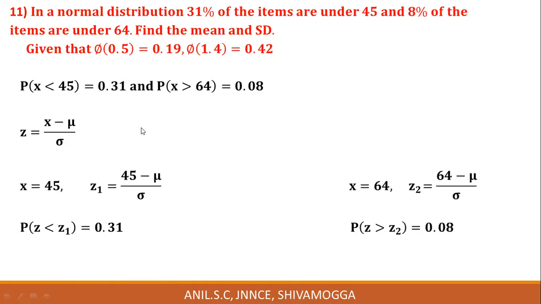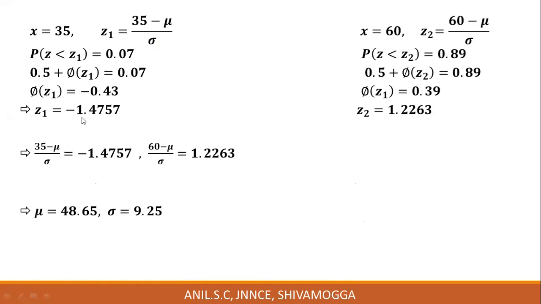What is happening here? Z1 is equal to 1.4757 along with this negative sign. Therefore, Z1 is equal to minus 1.4757.